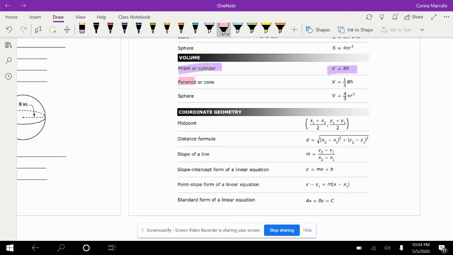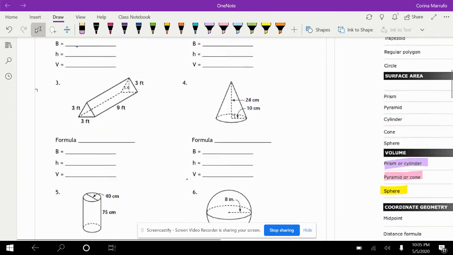Then we have a pyramid or a cone. So all your pyramids and cones, your volume is going to be 1/3 big B times little h. And then last is going to be your sphere. Your sphere is going to be volume equals 4/3 pi r cubed, and r stands for radius. So let's go ahead and try these out.